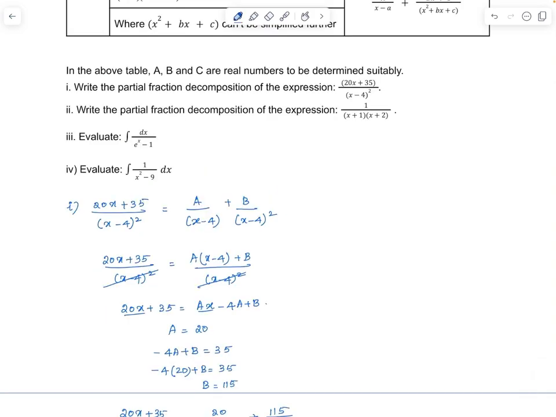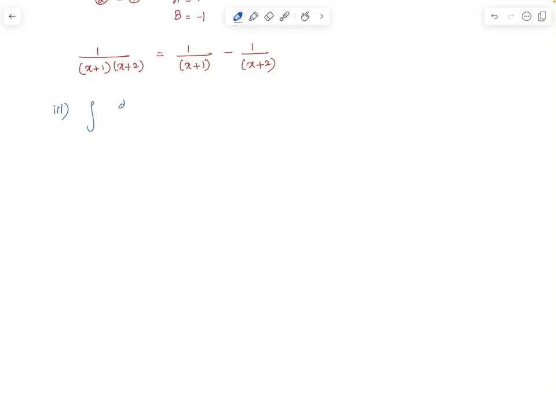Question 3. Evaluate the integral dx upon e power x minus 1. Integral dx upon e power x minus 1. Let's use the substitution method. t is equal to e power x. dt upon dx gives e power x. So dt upon e power x becomes dx.